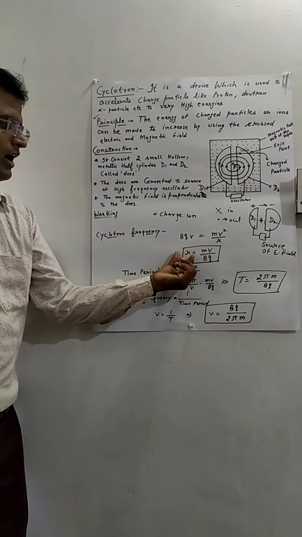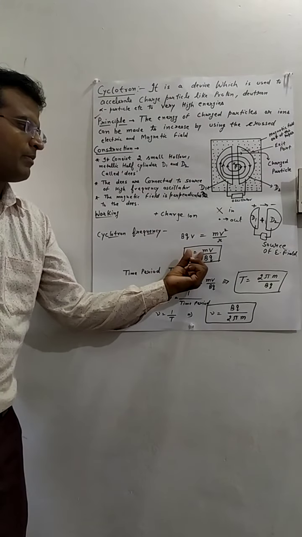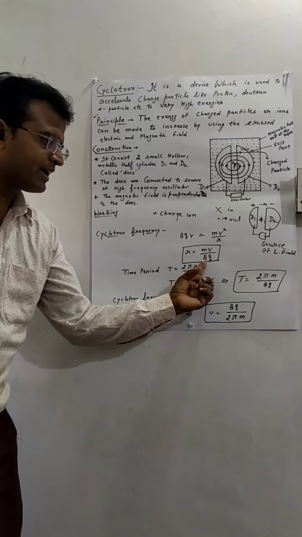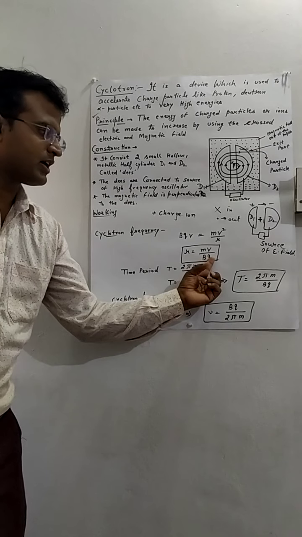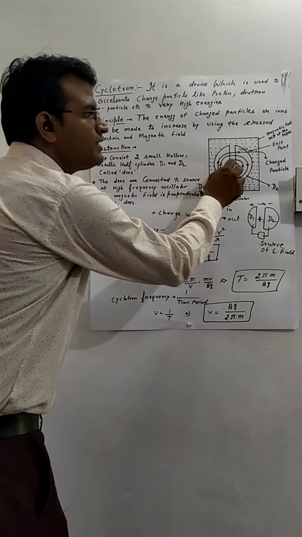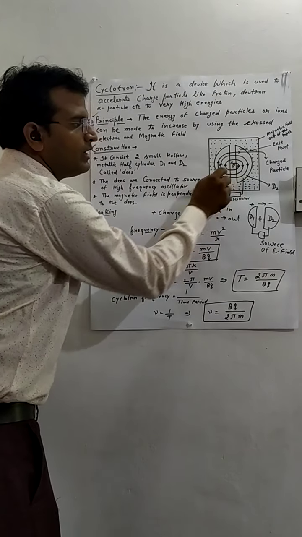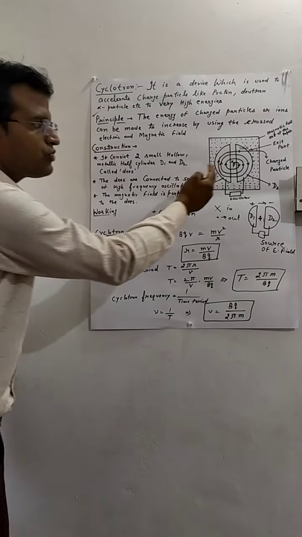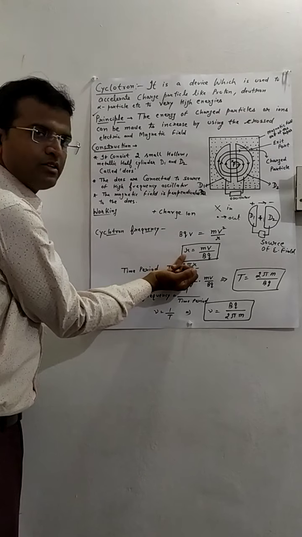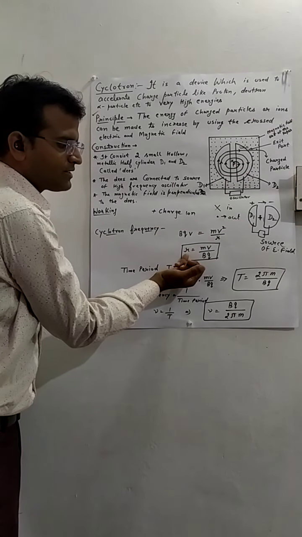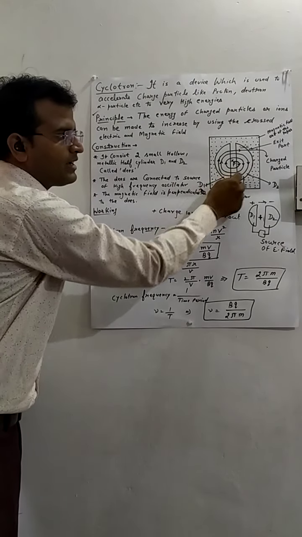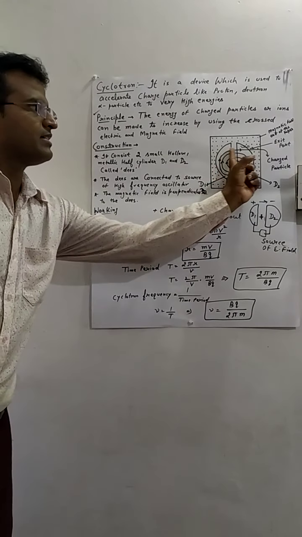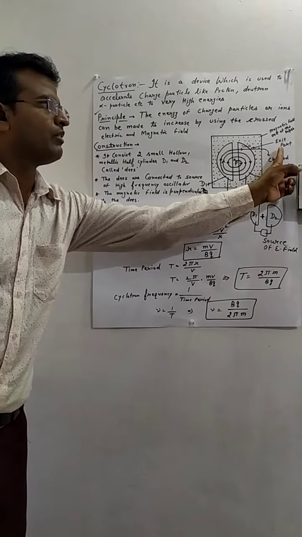The value of r is equal to m, the mass of the particle, v, the velocity of the charged particle, B, the strength of the magnetic field, and Q, the magnitude of charge. r is the radius of the semicircular path. The radius depends on the velocity of the charged particle. When velocity increases, the radius also increases, and after some time it exits through the exit port.